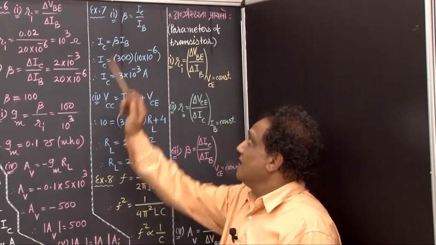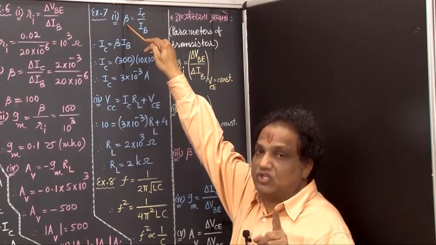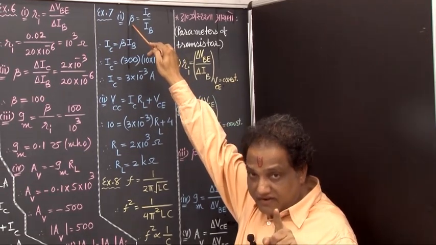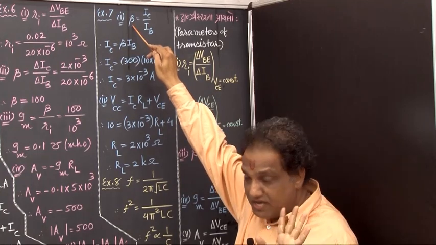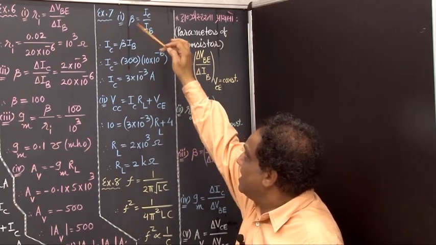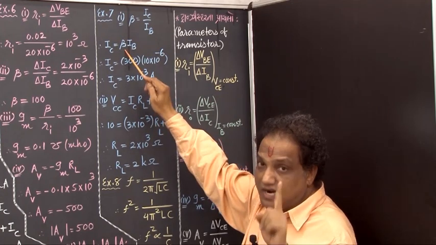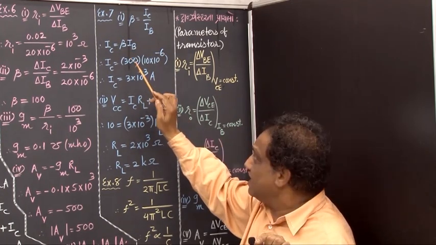Read it. Come on, beta. In case of DC gain for common emitter, what is the formula for beta? IC upon IB. Find out IC, it is beta into IB. Beta, current gain you are given in the statement, 300.